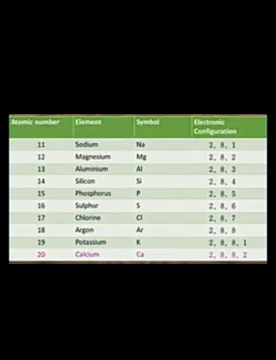Next is sodium. Sodium atomic number is 11, symbol Na and electronic configuration 2 8 1. Now 1 goes to the next shell. Okay. Now next magnesium atomic number 12, symbol Mg and electronic configuration 2 8 2. Aluminium atomic number 13, symbol Al and electronic configuration 2 8 3. Then silicon atomic number 14, symbol Si and electronic configuration 2 8 4.